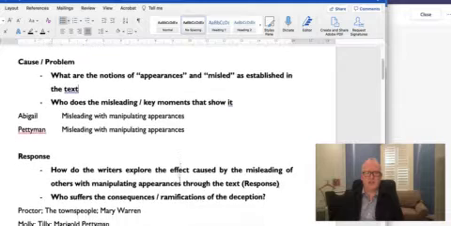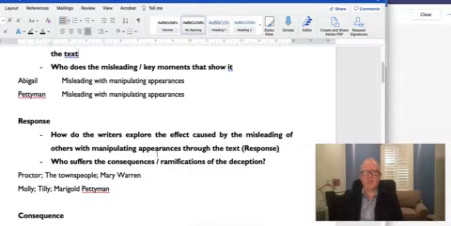And then the next thing you could say is, okay, so response. How do the writers explore the effect caused by the misleading of others when manipulating appearances through the text? You're talking about how the composer is exploring it through the text. And then think about who suffers the consequences or ramifications, because you can always use synonyms in a response. So you could have ramifications here, because it's similar in meaning to consequences. You could explore that through Proctor, the townspeople, Mary Warren, Molly, Tilly, Marigold, Pettyman. You can do it through one of them if you wanted to.